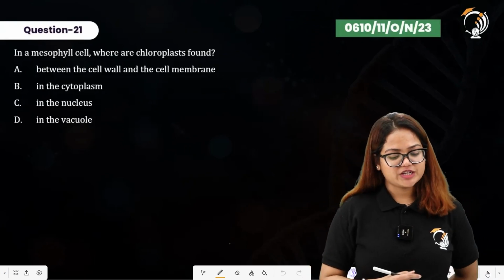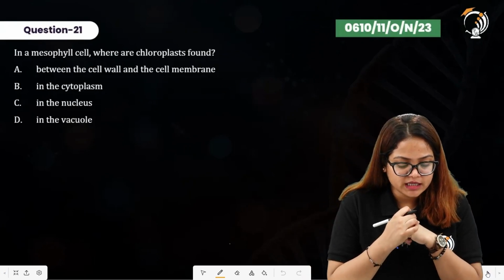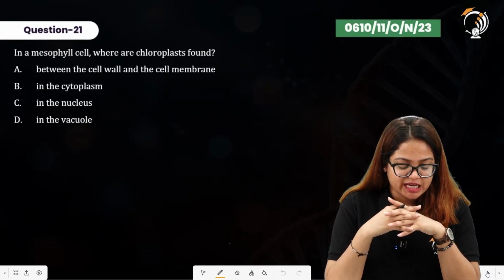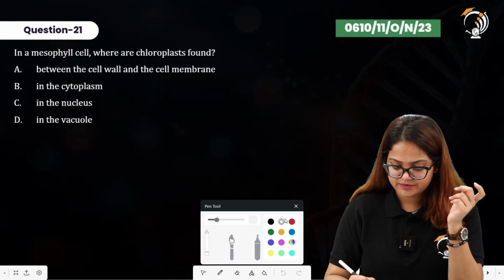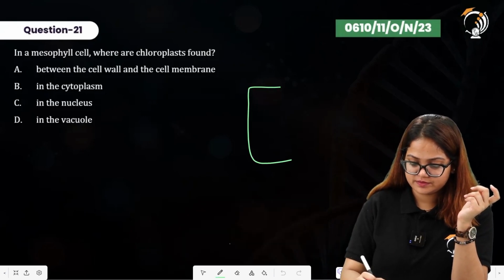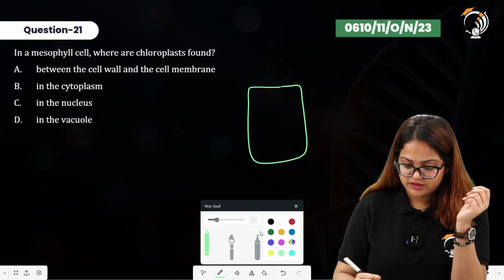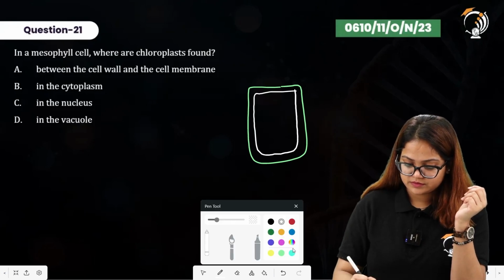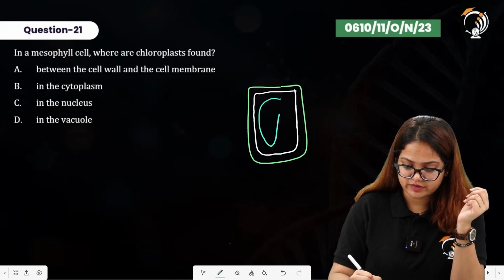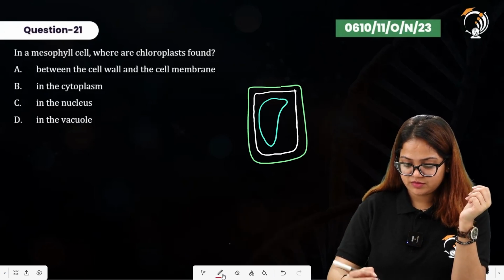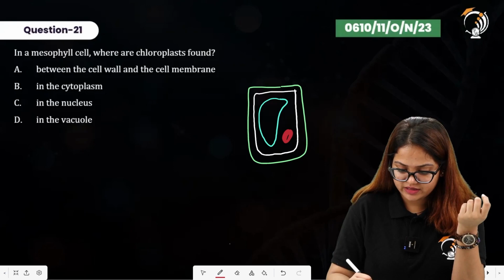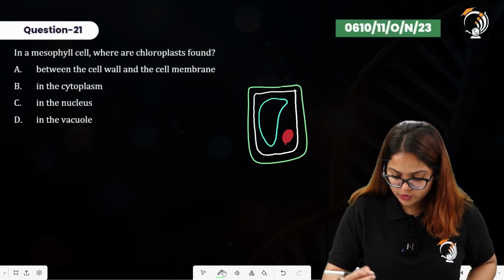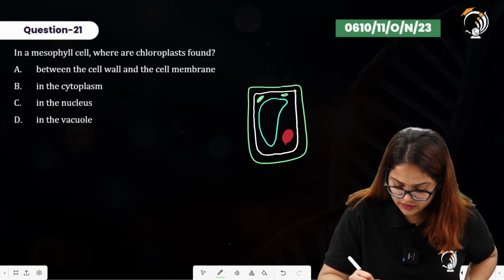All right. Then we have question number 21 that says, in a mesophyll cell where are chloroplasts found? So we have the cell structure here. Let us recall the cell structure. Then we have got this cell membrane over here. We have this vacuole occupying up to 90% of the cell volume. Then we have the cell nucleus here. Then we will talk about where the chloroplasts are present. So these are here. All right.